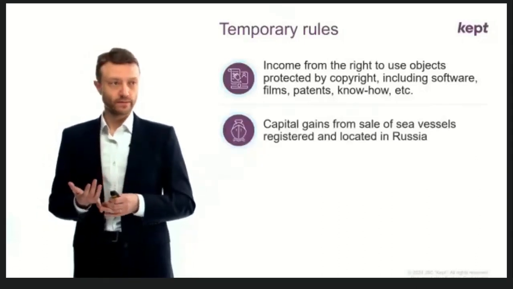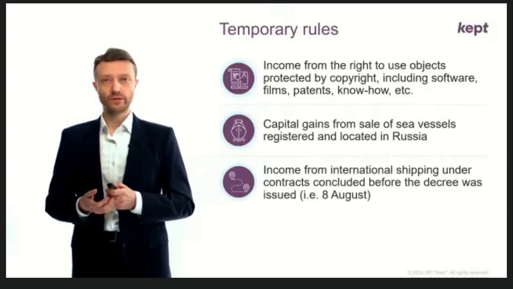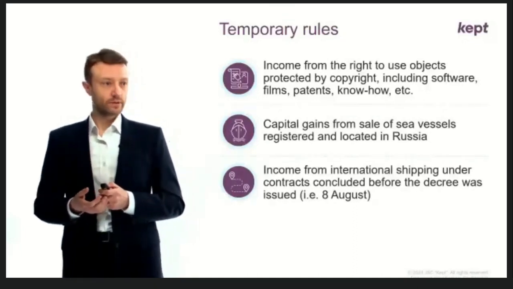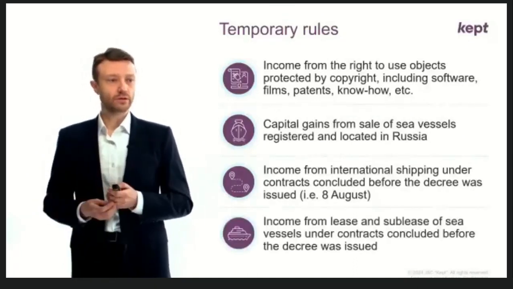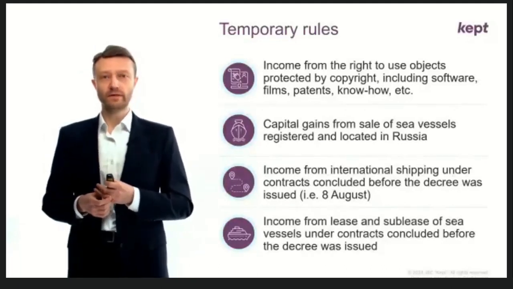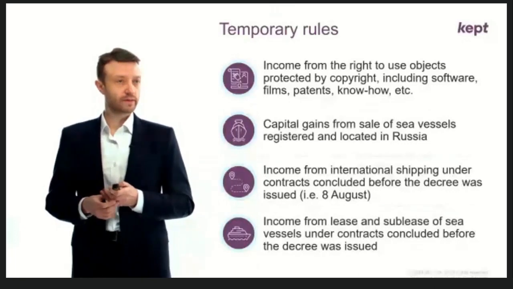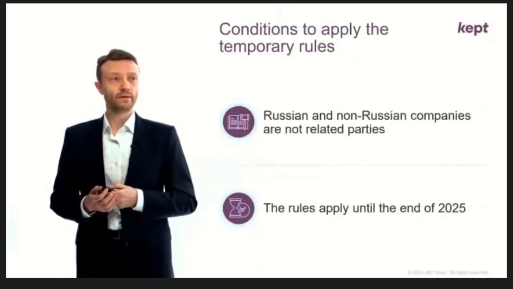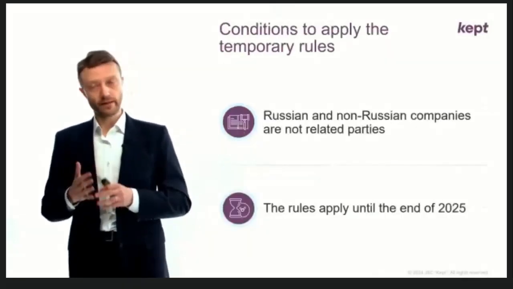What else? A few more. Capital gains from sea vessels, which are registered and located in Russia. Income from international shipping under certain circumstances, and income from lease and sublease of sea vessels. Okay, this is the list of seven types of income. And what does it mean in practice?